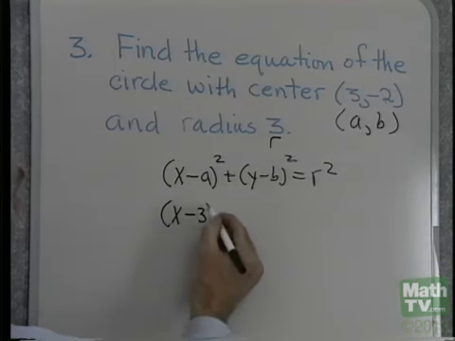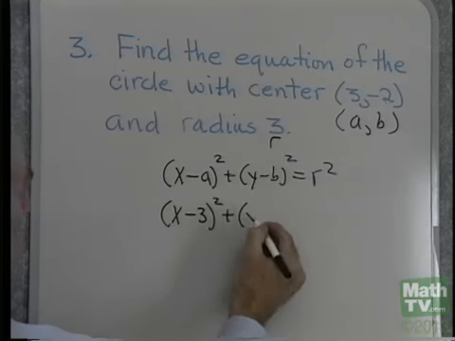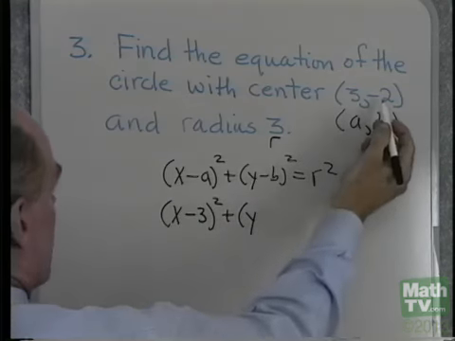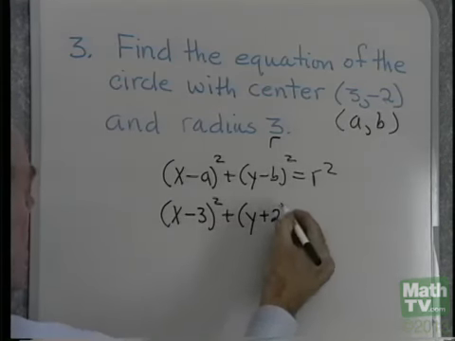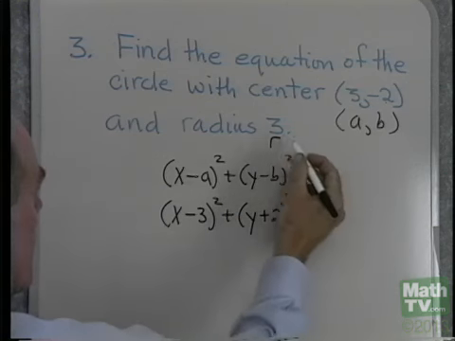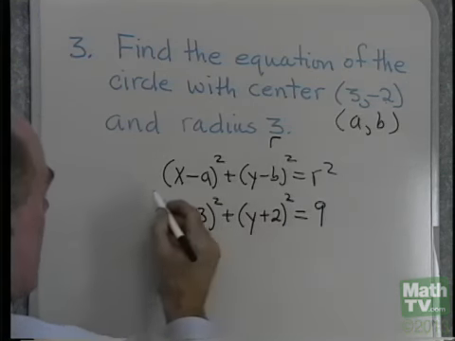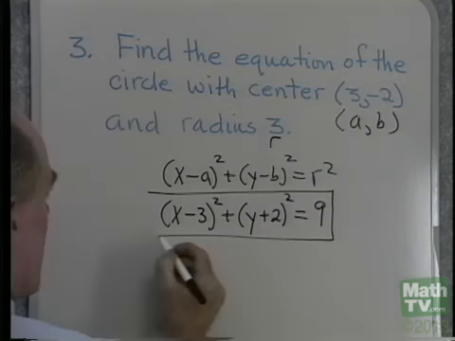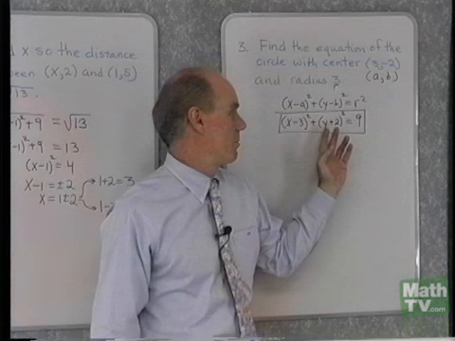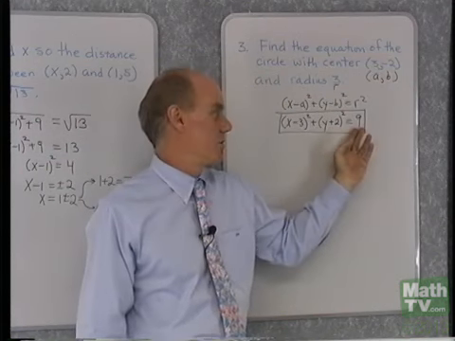(x - 3) squared plus (y - (-2)), which will be (y + 2), squared is equal to 3 squared, which is 9. So (x - 3) quantity squared plus (y + 2) quantity squared is equal to 9.